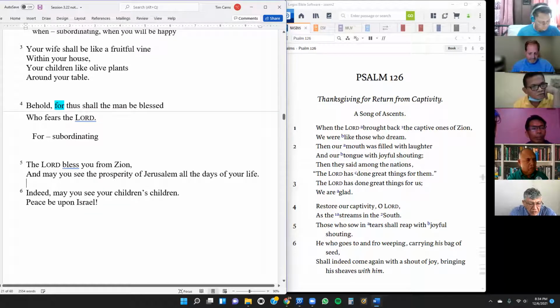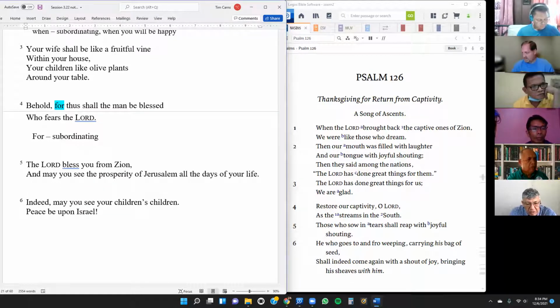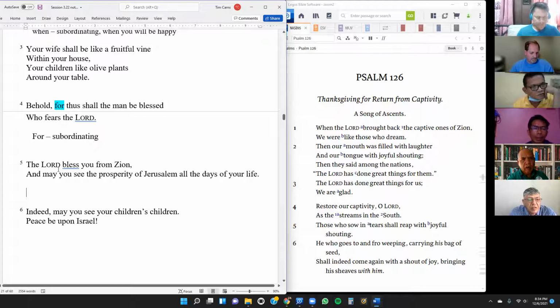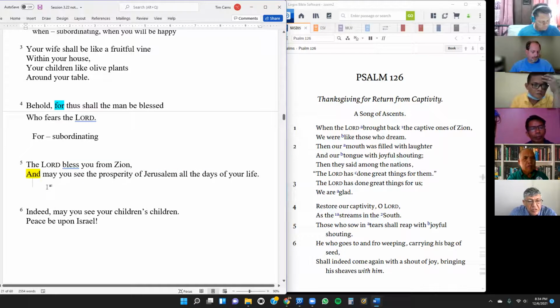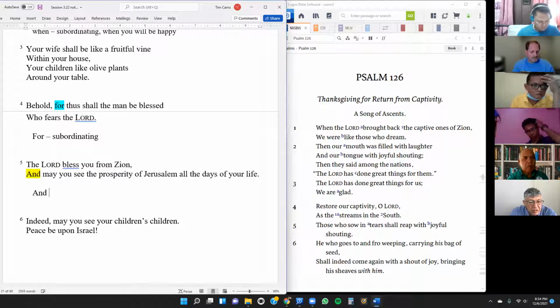Any in verse 5? From? From is a preposition in this case. Okay. So the second line, "and" — good. Yep. So it's connecting. It's coordinating. "And" connects line 1 to line 2.